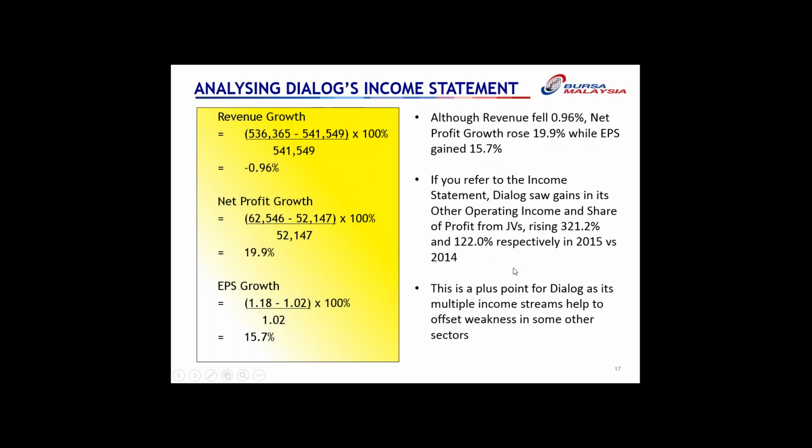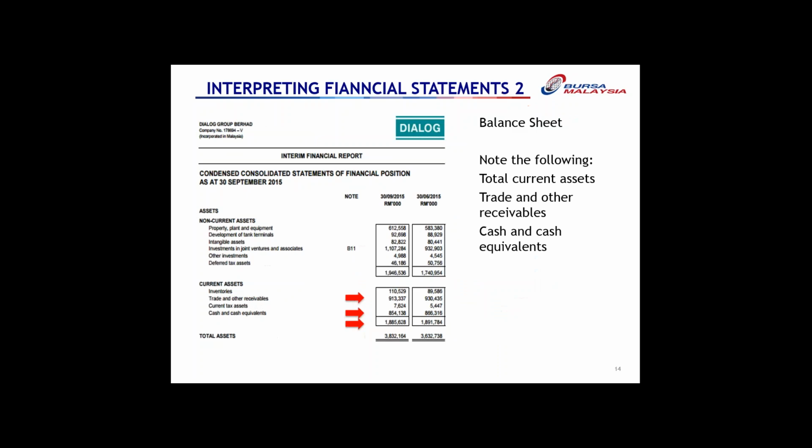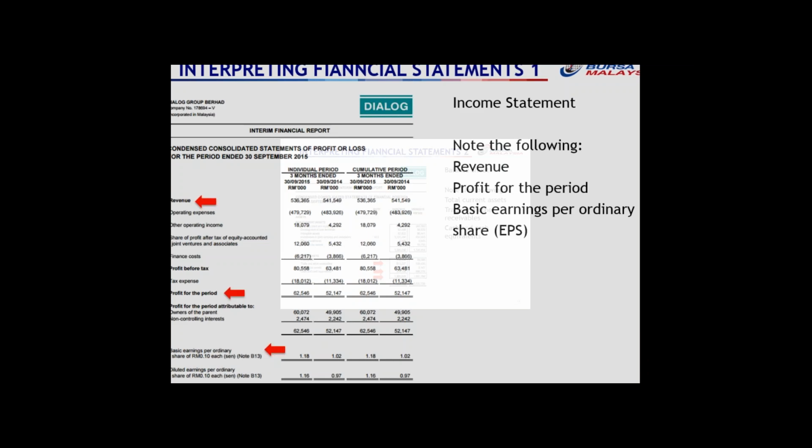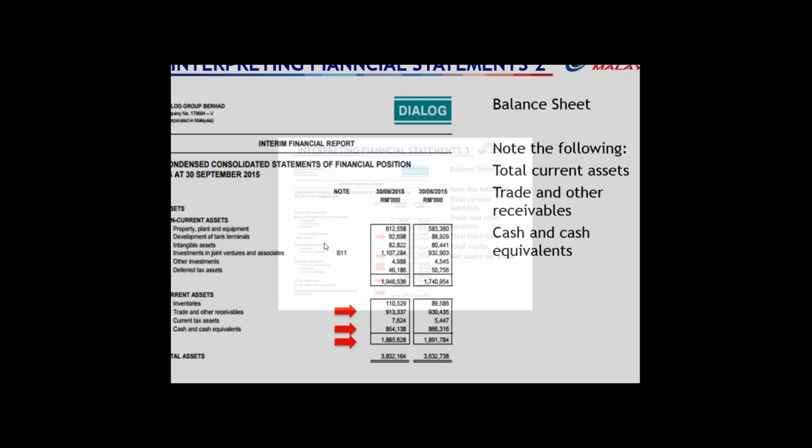Now, if you refer to the income statement, Dialog saw gains in its other operating income and share of profit from joint ventures, rising 321% and 122% respectively in 2015 versus 2014. So we go back to here. Do you see this? Other operating income, okay, joint venture versus the previous year. So actually, these are things that are worth noting.